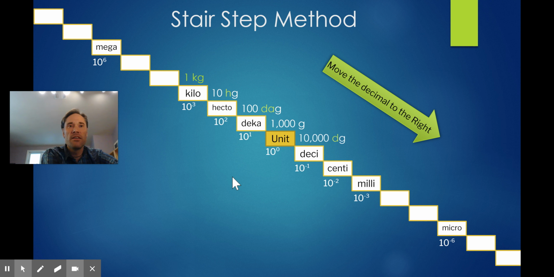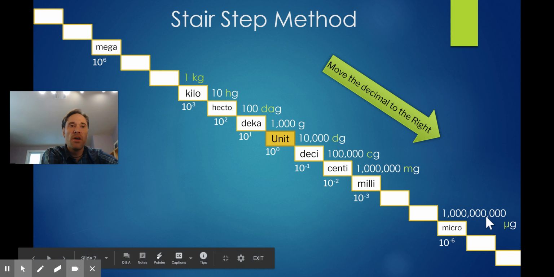Keep going. 10,000 decigrams, 100,000 centigrams, 1 million milligrams. And then we jump all the way down to micro, which puts us into this camp, which is, again, moving our way forward to the billions, right? Is that right? Thousands, millions, billions. That's amazing, right? Going from kilo all the way down to micro.